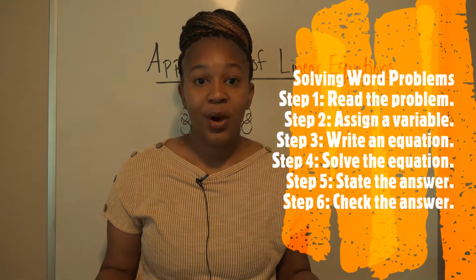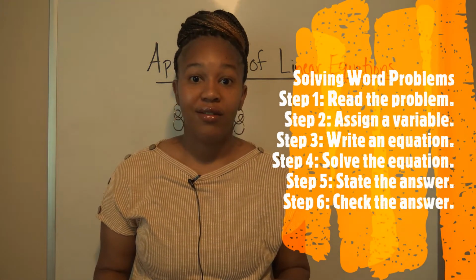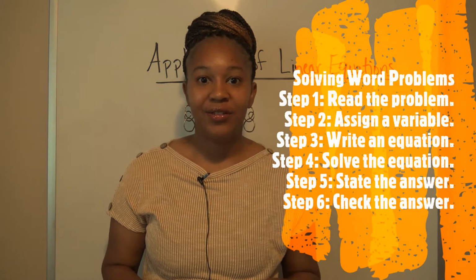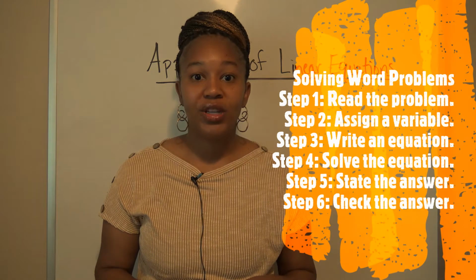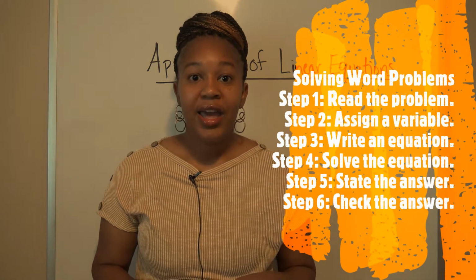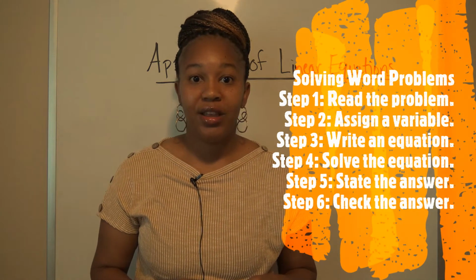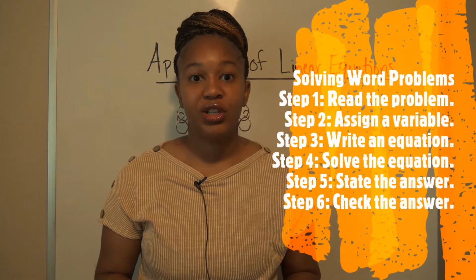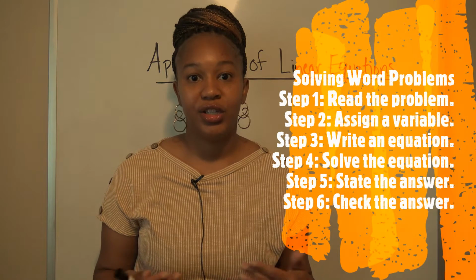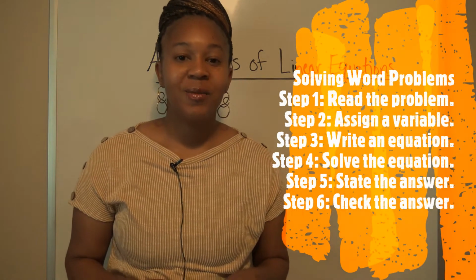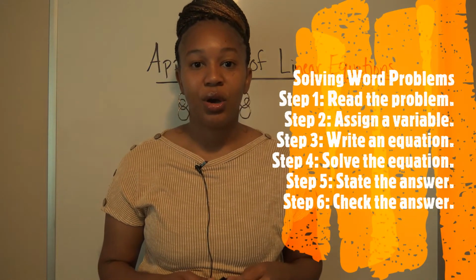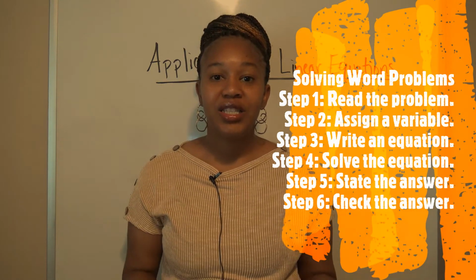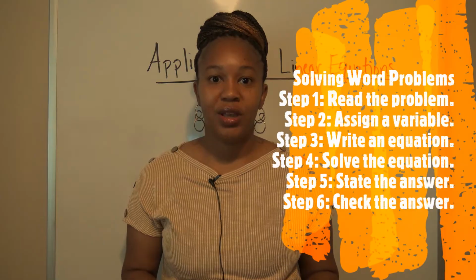Once you set up the equation, step four, you want to solve the equation. You solve that equation by getting the variable on the side by itself. After you solve the equation, step five, you want to state the answer clearly and make sure that it's stated correctly in the context of what it's asking for. And then step six, you want to check to make sure your answer is reasonable and actually makes sense. So these are the 6 steps that you want to go through when solving these applications of linear equations. Let's look at some examples and work through those step by step.